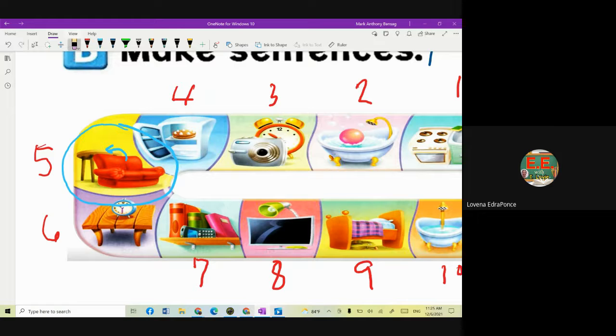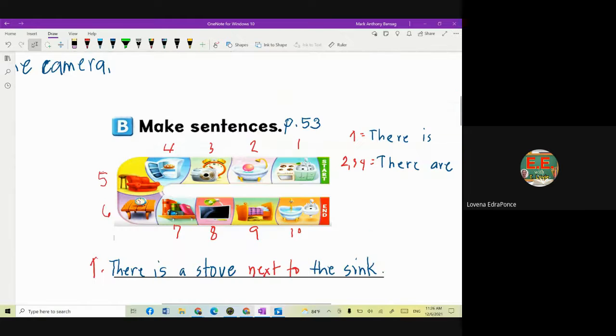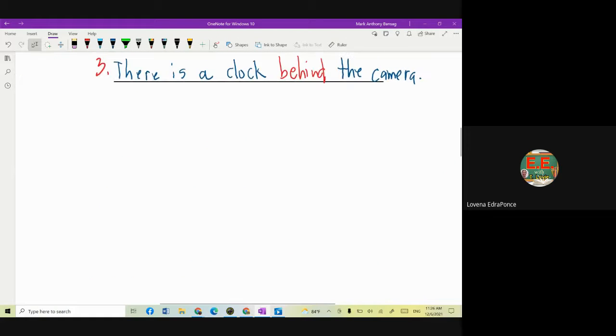How about number 6? Anybody? Okay, number 6, there is a clock on the table. There is a clock on the table. Right, and so forth.